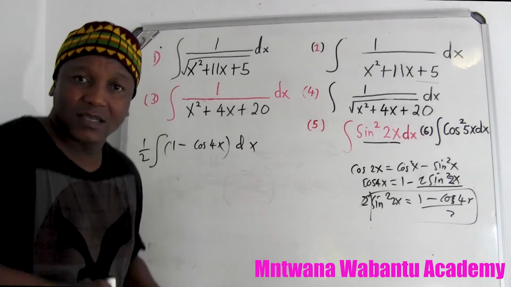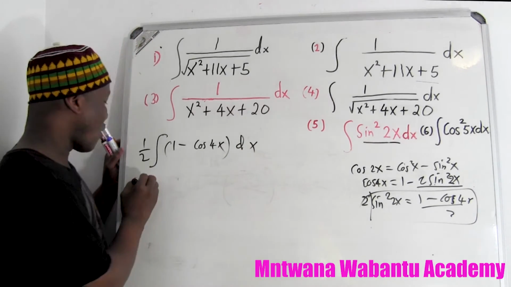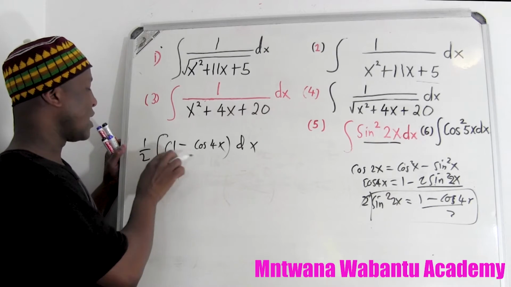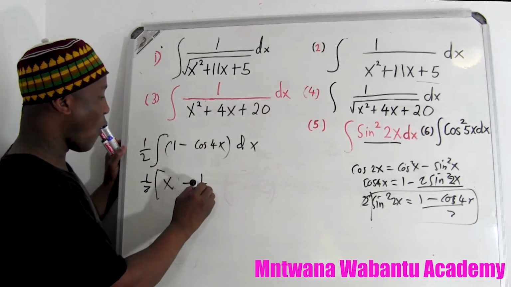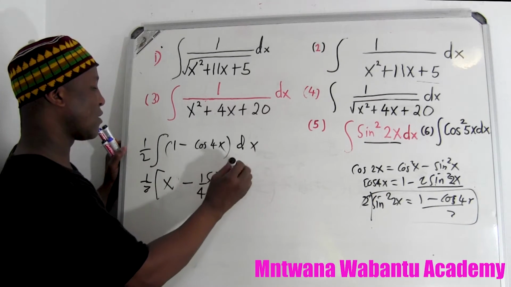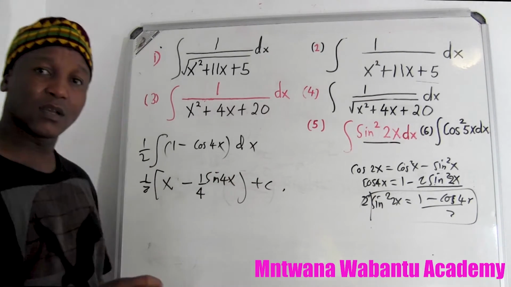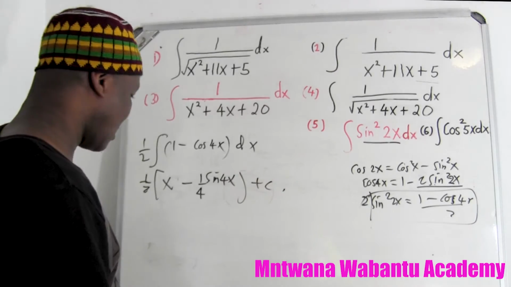So we can separate the integral, and this is going to be 1 over 2 times the integral of 1 dx, which equals x, minus the integral of cos 4x, which is 1 over 4 sine 4x, plus constant. Do you understand what I'm saying? Then we add the constant, and we're done.